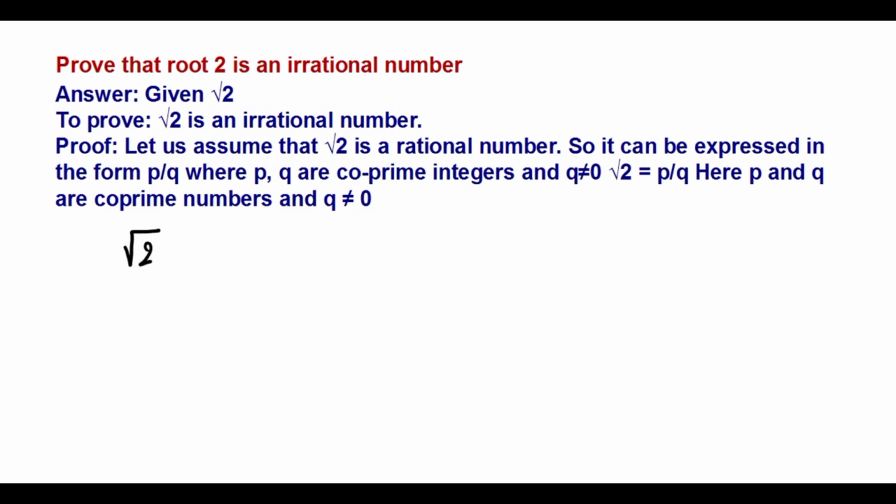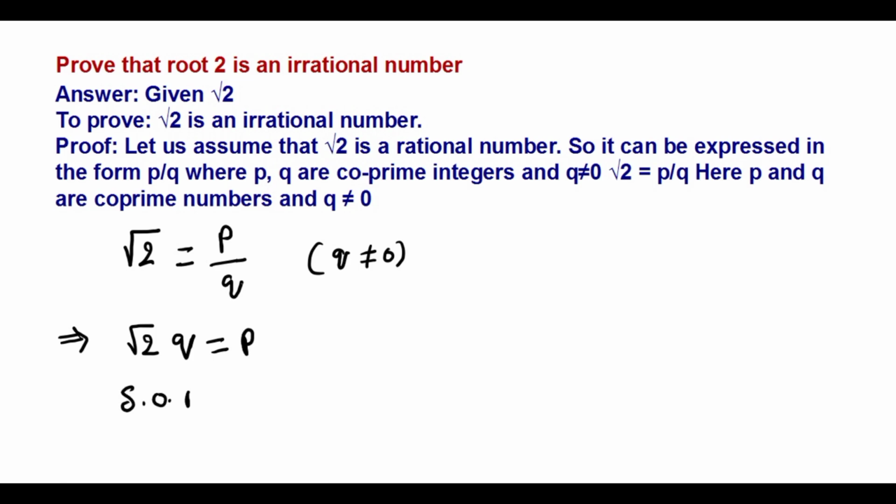is equal to, it is a rational number as we have already taken, so we take the p by q form. Don't forget here q is not equal to 0, a non-zero integer. So root 2 is equal to p by q. Now what we do for this, we take root 2 q, just cross multiplication, root 2 q is equal to p. Now we take squaring on both sides.